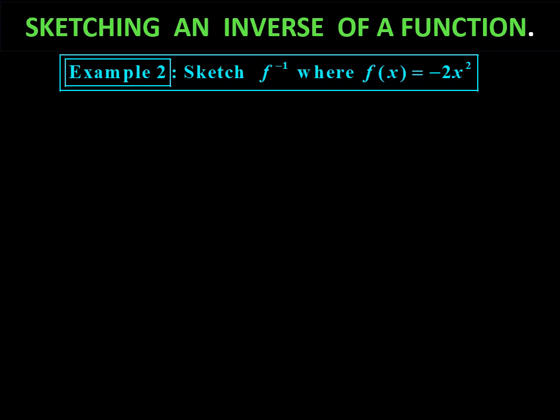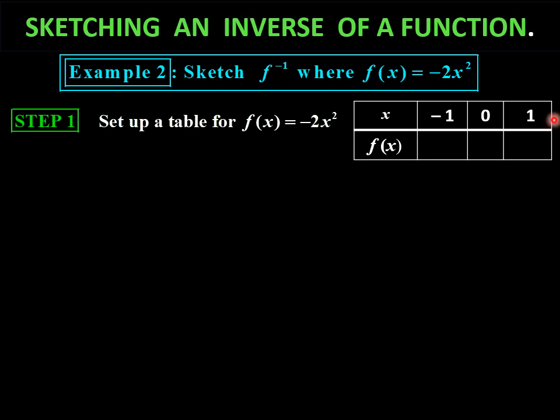Let us look at one more example of how to sketch the inverse of a function. In this case, let's take the function with the rule f(x) equals -2x squared. So we will need to set up a table, and as before, I suggest using 0, 1 and -1. This can always be very helpful to sketch any type of function, especially these ones relating to inverses. Then you compute the corresponding output values.